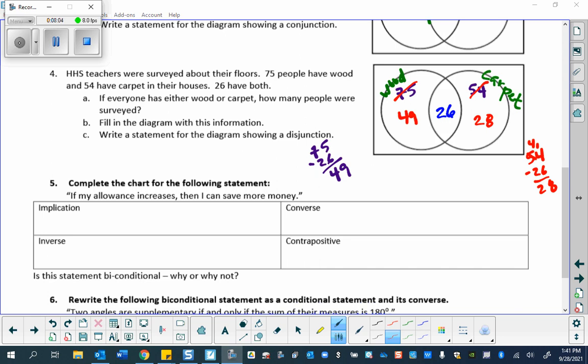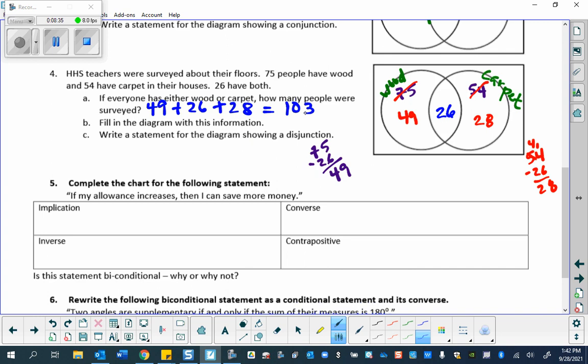Now, if I want to know how many people were surveyed, what do I do with these numbers? How do I figure that out? Add them, Serena says. So we're going to add our 49 people that are just wood, our 26 people that are carpet and wood, and our 28 people that are just carpet. I think I'm looking at 103. 103 people. That's how many people I asked the question to.